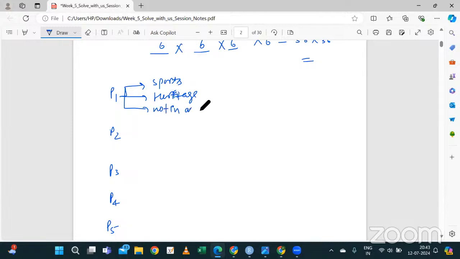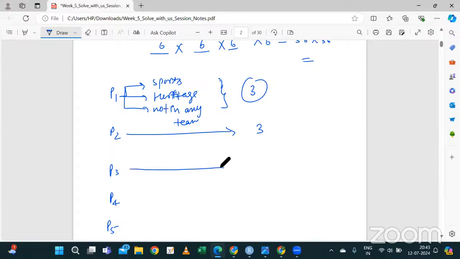Yes, sir. Okay. So if you see for this person, how many options does he have? Three. Similarly, for person two, how many options will he have? Three. For the third person, the fourth person, the fifth person, right? Now, here I'm talking about all these people simultaneously. So what should I do? Should I add all these three, or multiply all these three?